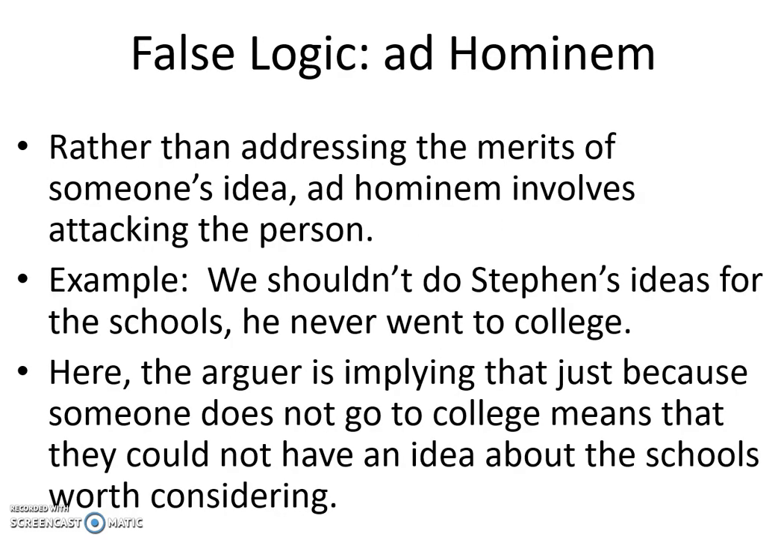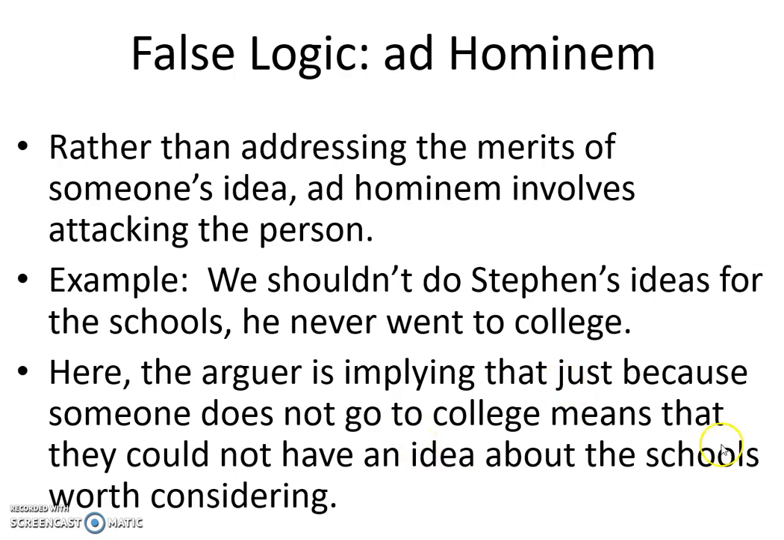The first one is ad hominem. In an ad hominem fallacy, rather than addressing the merit of someone's idea, we attack the person. We say because there's some characteristic this person has, we should reject their idea. As an example, we shouldn't do Stephen's ideas for the schools. He never went to college.